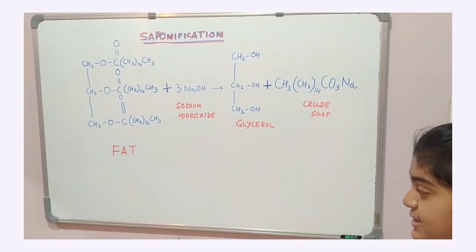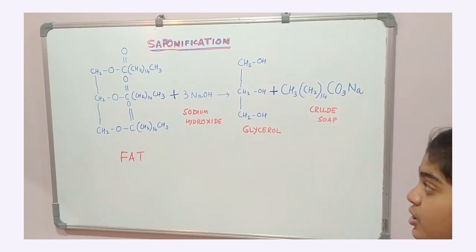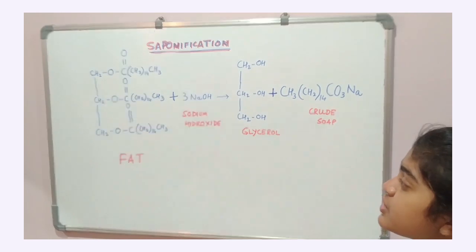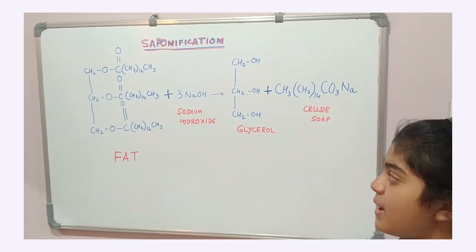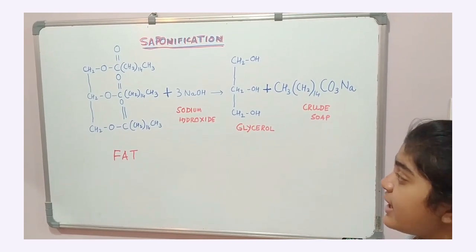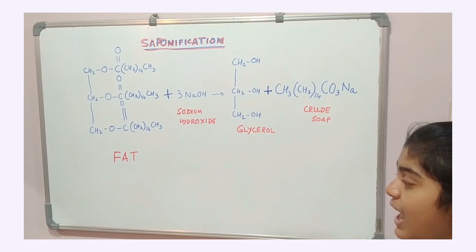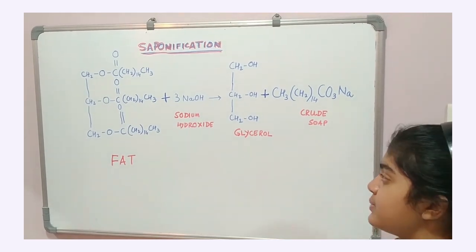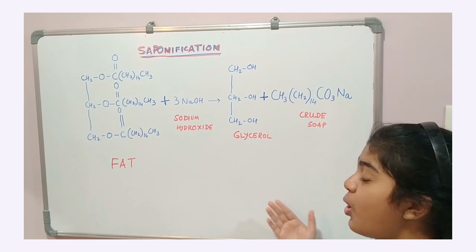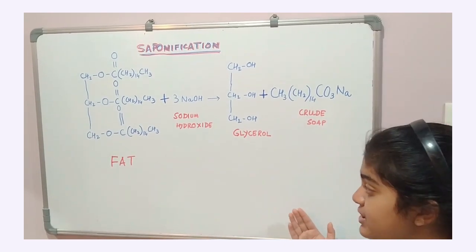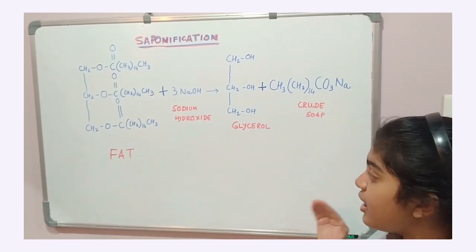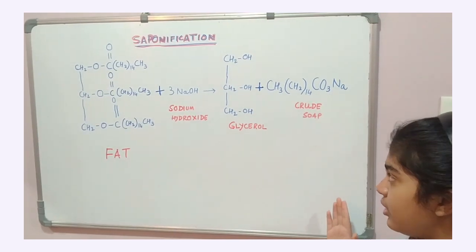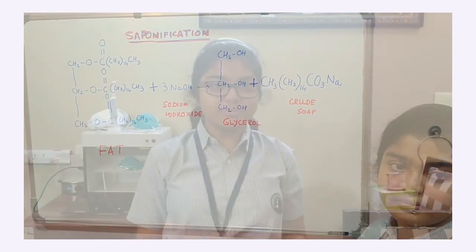Saponification is the hydrolysis of an ester with sodium hydroxide or potassium hydroxide to give sodium or potassium salt of the acid and alcohol. During saponification, ester reacts with an inorganic base to produce alcohol and soap. Generally, it occurs when triglycerides, fats present in oils, are reacted with sodium hydroxide or potassium hydroxide, also known as a lye, to give glycerol and a fatty acid salt called soap. Let me show you the chemical reaction for saponification.